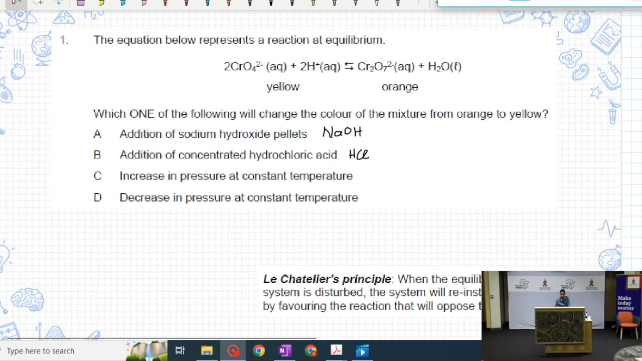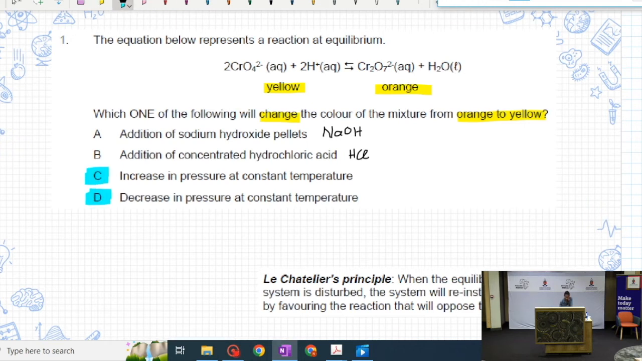Okay, grade 12, let's have a look at the multiple choice questions, and then I'll give you a bit more time for the longer question. Okay, question number 1, they say the equation below represents a reaction at equilibrium. We have on the left hand side that the solution is yellow, on the right hand side it is orange. Which one of the following will change the color of the mixture from orange to yellow? Okay, now firstly I want to go to answer C and D.